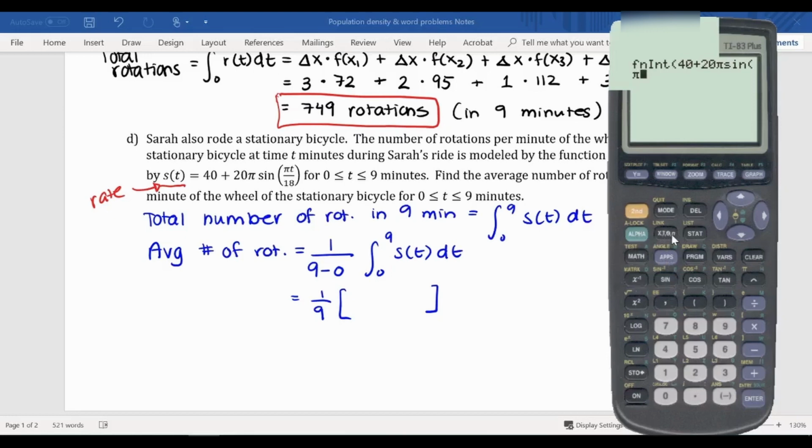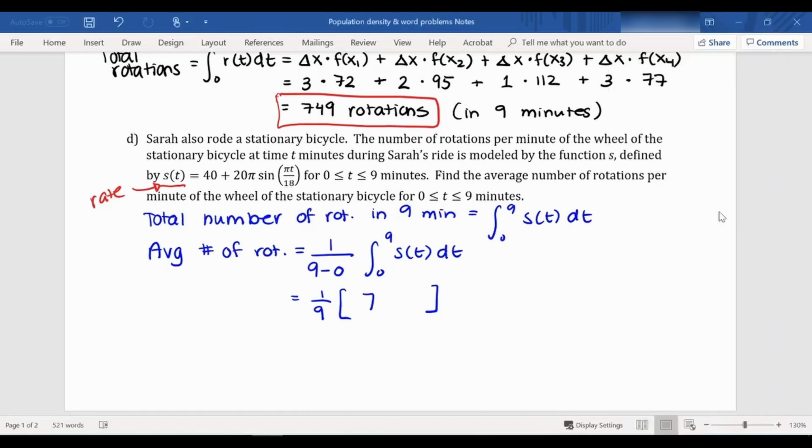They don't have a t, it's just all on this one button. It's going to come up as an x over 18. Close the bracket for sine, comma, our variable, comma, our lower bound 0, comma, upper bound 9, close bracket, enter. It's going to think, and it tells us it's 720. So I'm going to use my calculator.